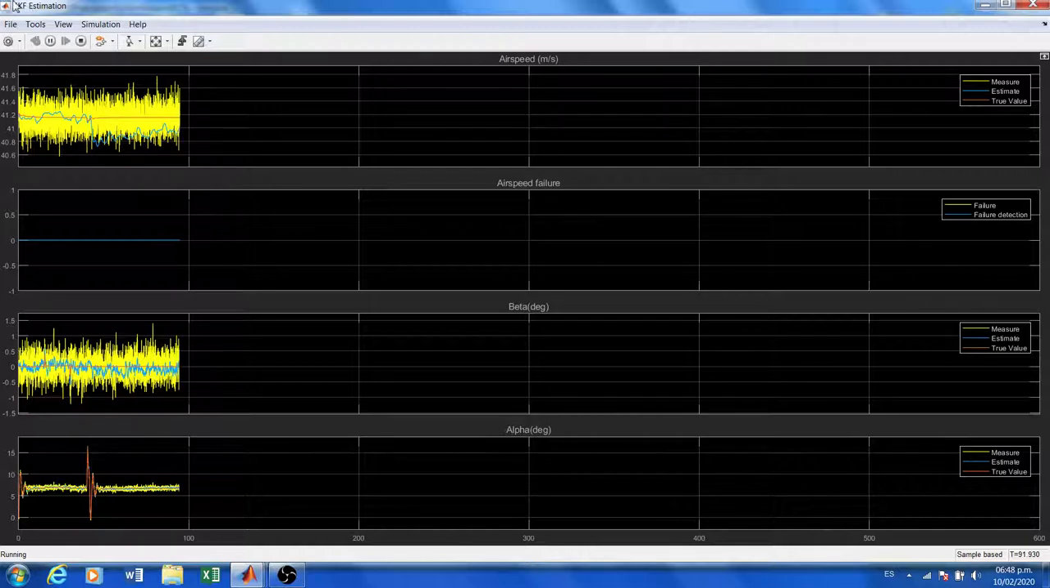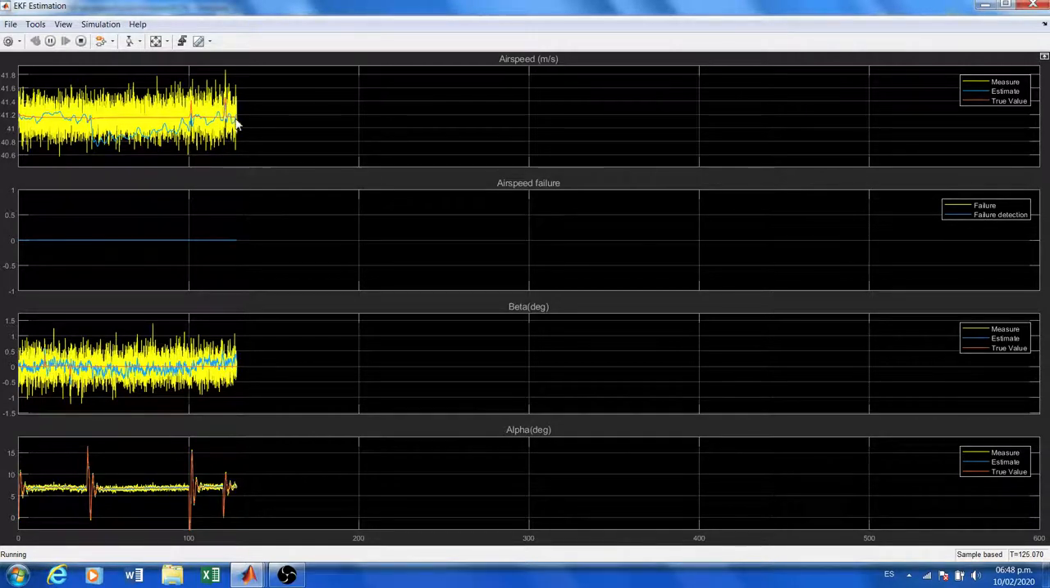Here, I increase the scale, you see? The blue line is the estimation. Look, it stopped climbing. Now it's straight and level flight. You see the value doesn't change. The estimation error is less than 1 meter per second. Now it's descending.